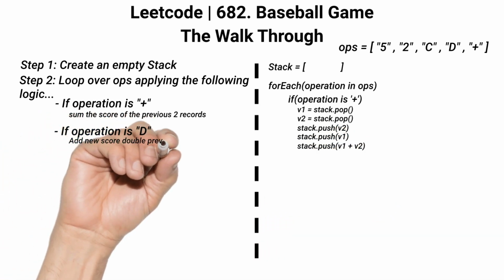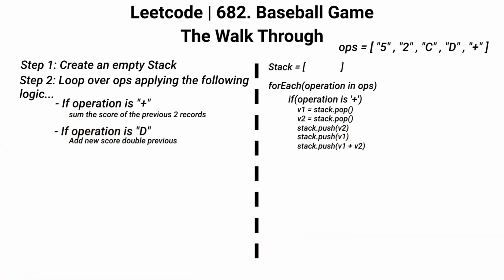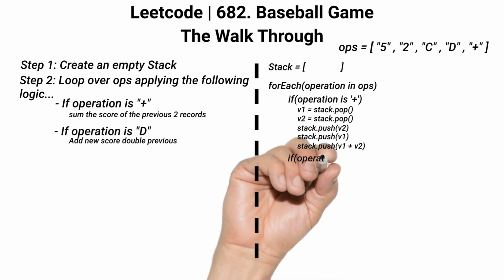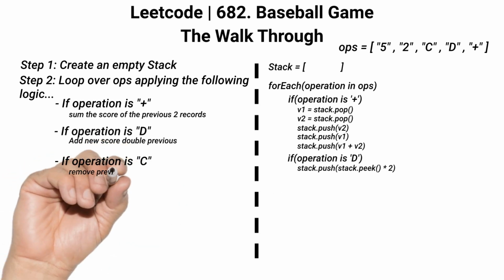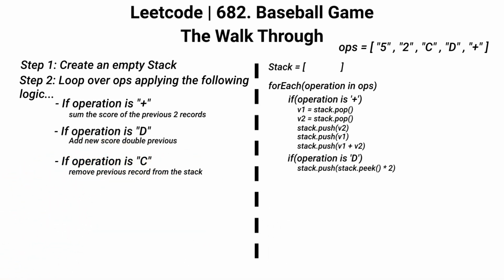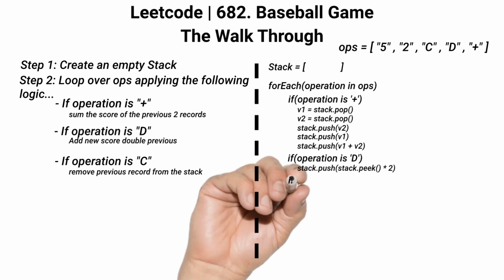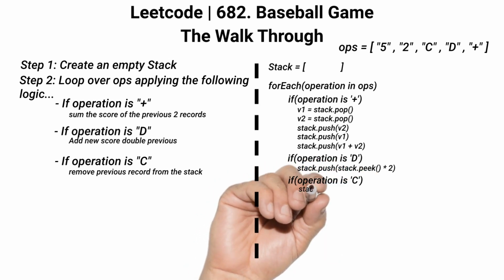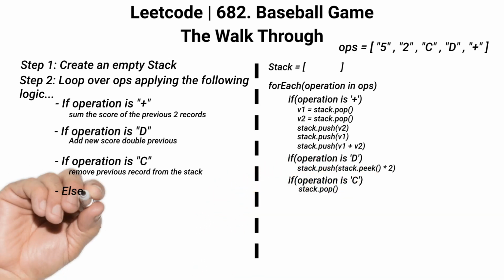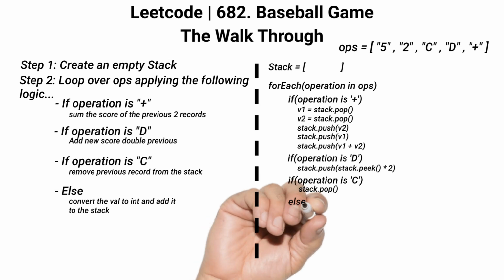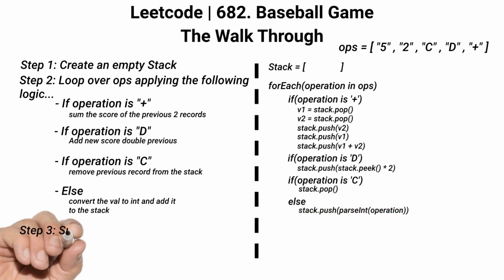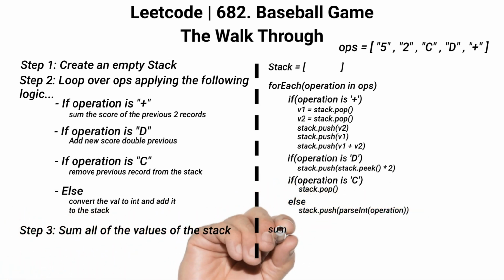If the operation is D, add a new score, double the previous. If the operation is C, remove the previous record from the stack. Else, convert the value to an int and add it to the stack. Step 3. Sum all of the values of the stack.